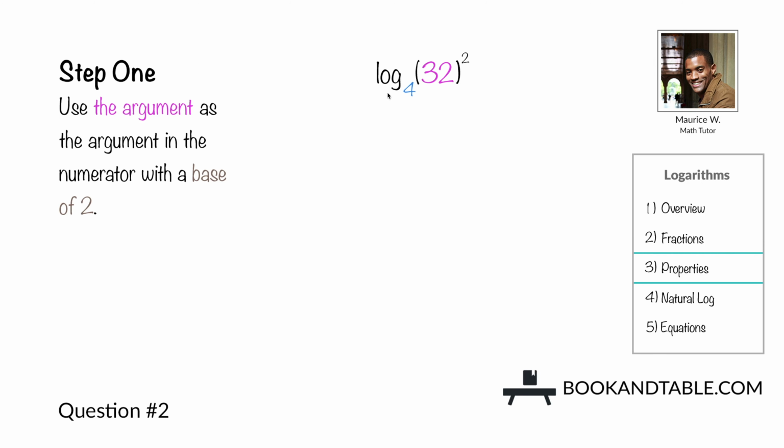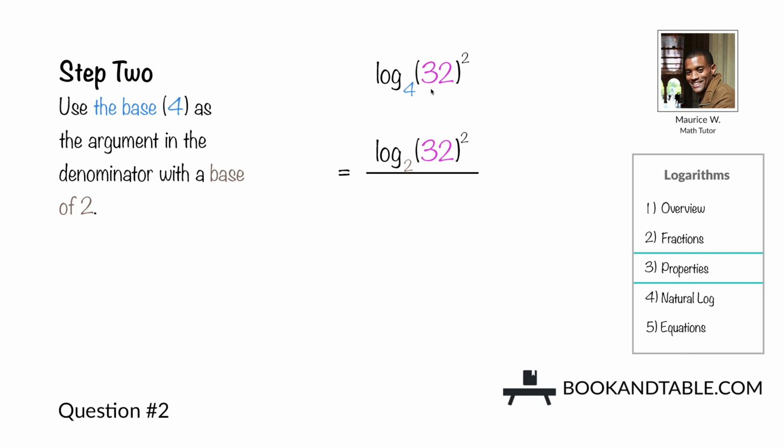We were given the log of base 4 of 32 raised to a power of 2. Step 1, use the argument 32 raised to a power of 2 as the argument in the numerator with a base of 2. And we want to use 2 as our new base, since 2 can be raised to an integer power, and we wind up with both 32 and 4. So 2 works as a base for both of these numbers.